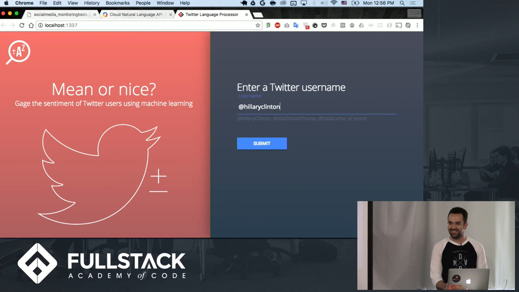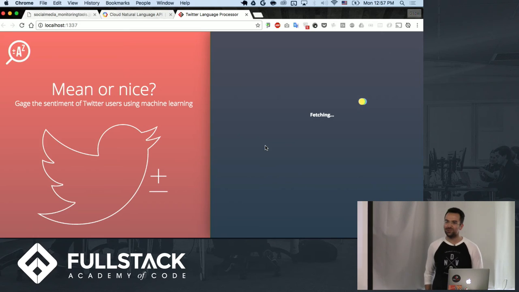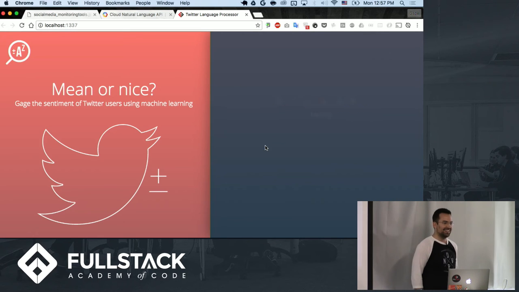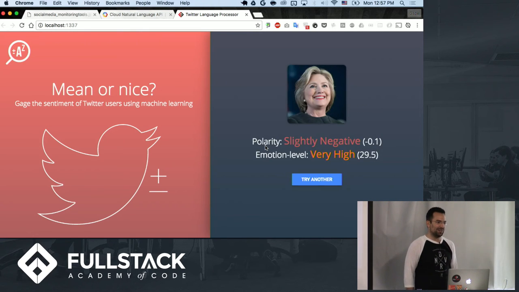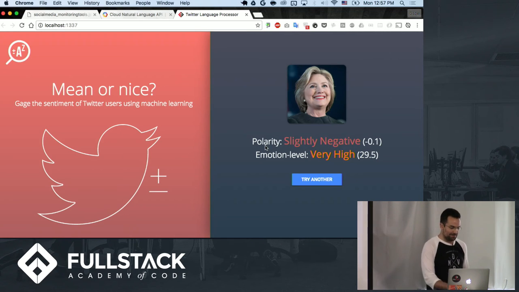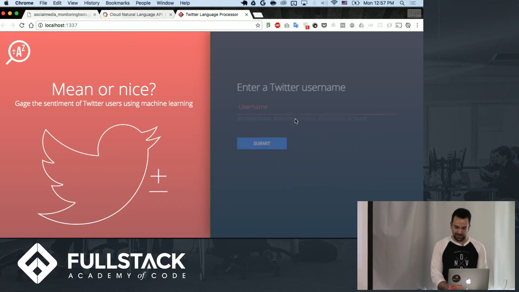Politics, you know we're getting there. This is probably intuitively obvious. I don't think we need machine learning to determine how people behave on social media. Very high emotionally, slightly negative, so not terrible. On Hillary Clinton's side, that's actually pretty close to being neutral.